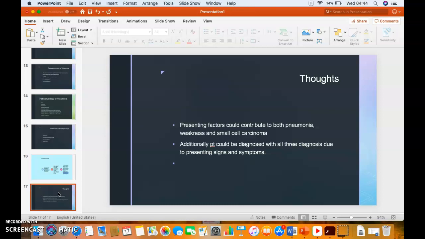The small cell carcinoma could have just been found later in a stage because he did have the stage 3 diagnosis as well. So he could have had it for a little while, which could be contributing to the weight loss that he recently has had.